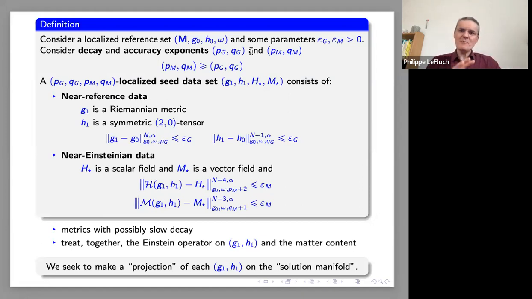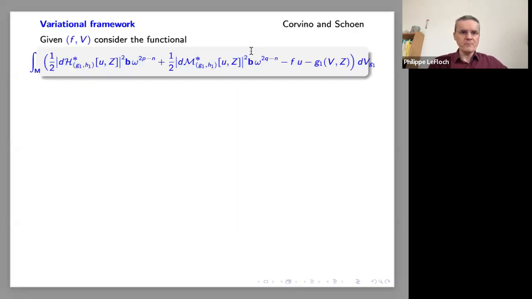So the notation has been adjusted. So in principle, everything is very easy to follow. So what we are doing now is to seek a kind of projection from a seed data G1, H1. I would like to produce a solution, to project it in some sense on the solution manifold.